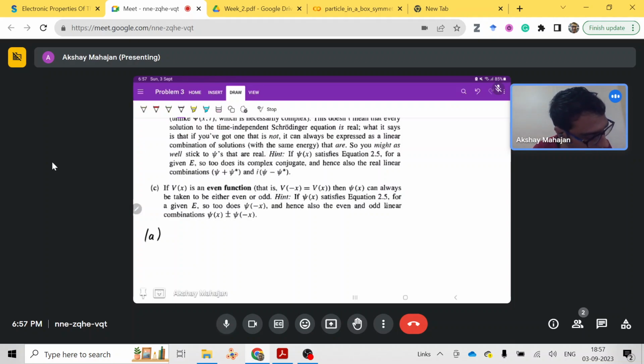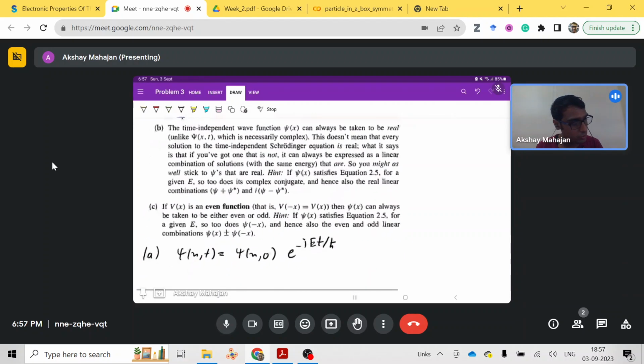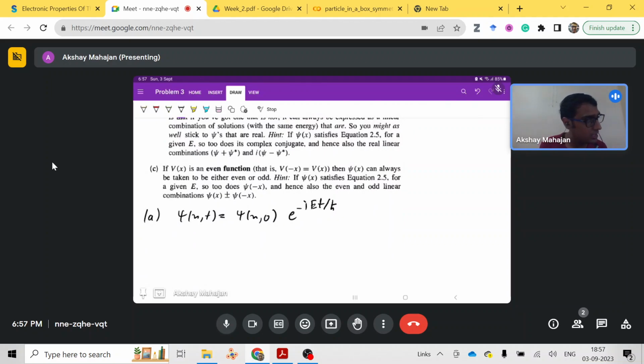So for part A, what it is asking is: we have psi x comma t, we define the stationary state as psi at x comma 0 times e to the power minus iota E t by h cross, and here it is asking us to prove that this E has to be real for this psi x comma t to be normalizable. So we will prove it by contradiction. Say that E is equal to E naught plus iota times gamma, where E naught and gamma are real.